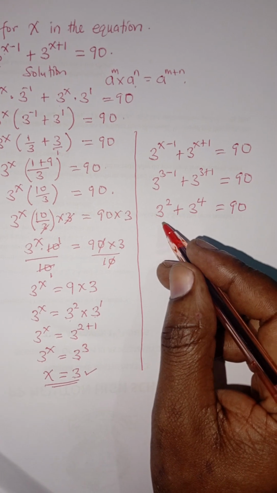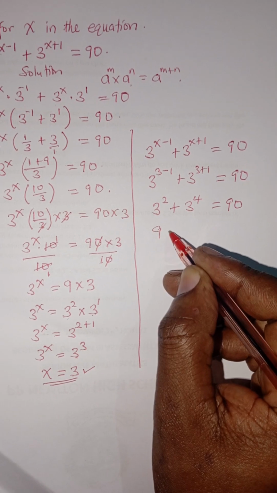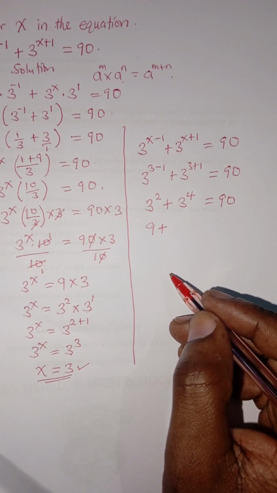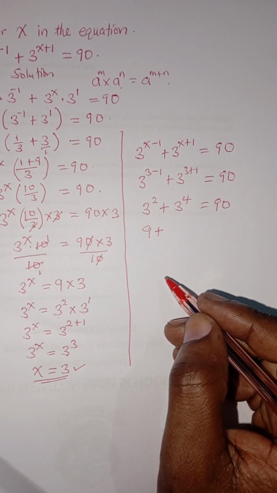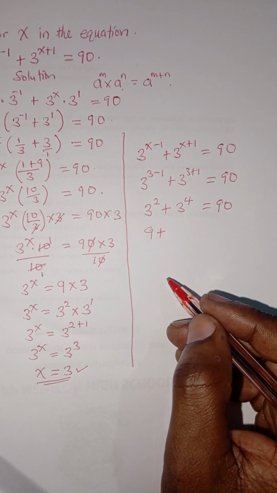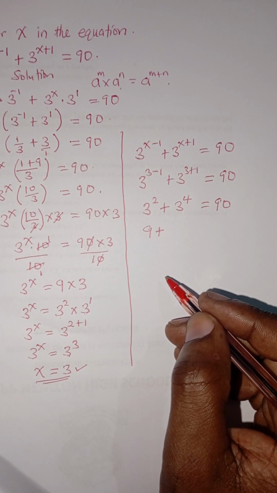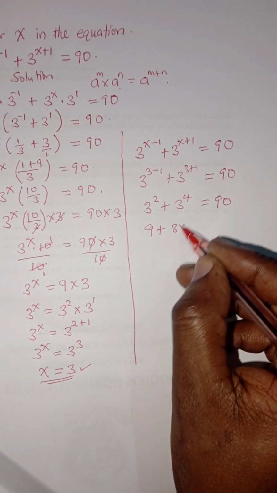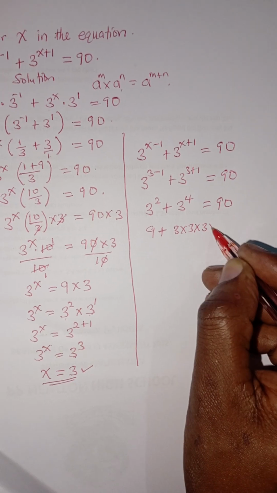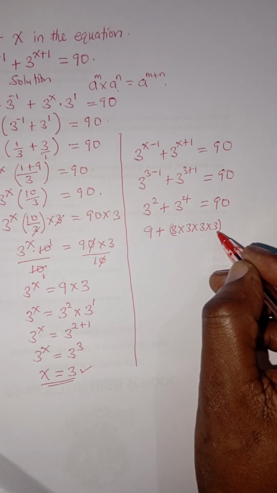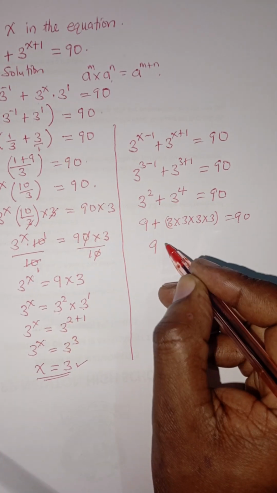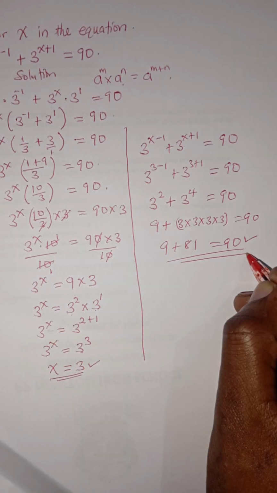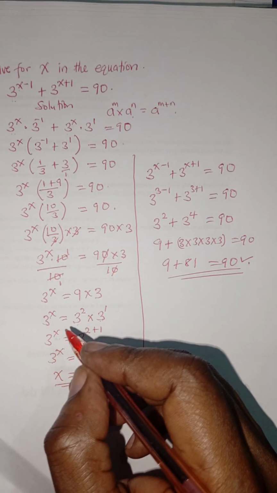3 to power 2, what's the value of 3 to power 2? It's 9. What is the value of 3 to power 4? 3 to the power 4 is 3 times 3 times 3 times 3. So this is 9 plus 81, which is equal to 90. Correct. So we have proved it that way.